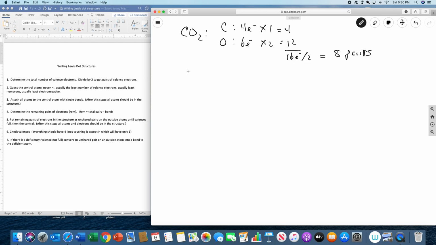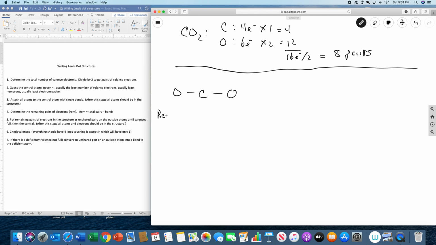All right, let's put a line there so we can keep track of things. Now, central atom, well, there is no hydrogen, so we look at the other rules. Well, the carbon has the fewest valence electrons, the carbon is less numerous, and the carbon has the least attraction for electrons. So we're going to put the carbon in the middle. Go like this, O, C, O, like that. Now, step 3, we determine the remaining pairs.